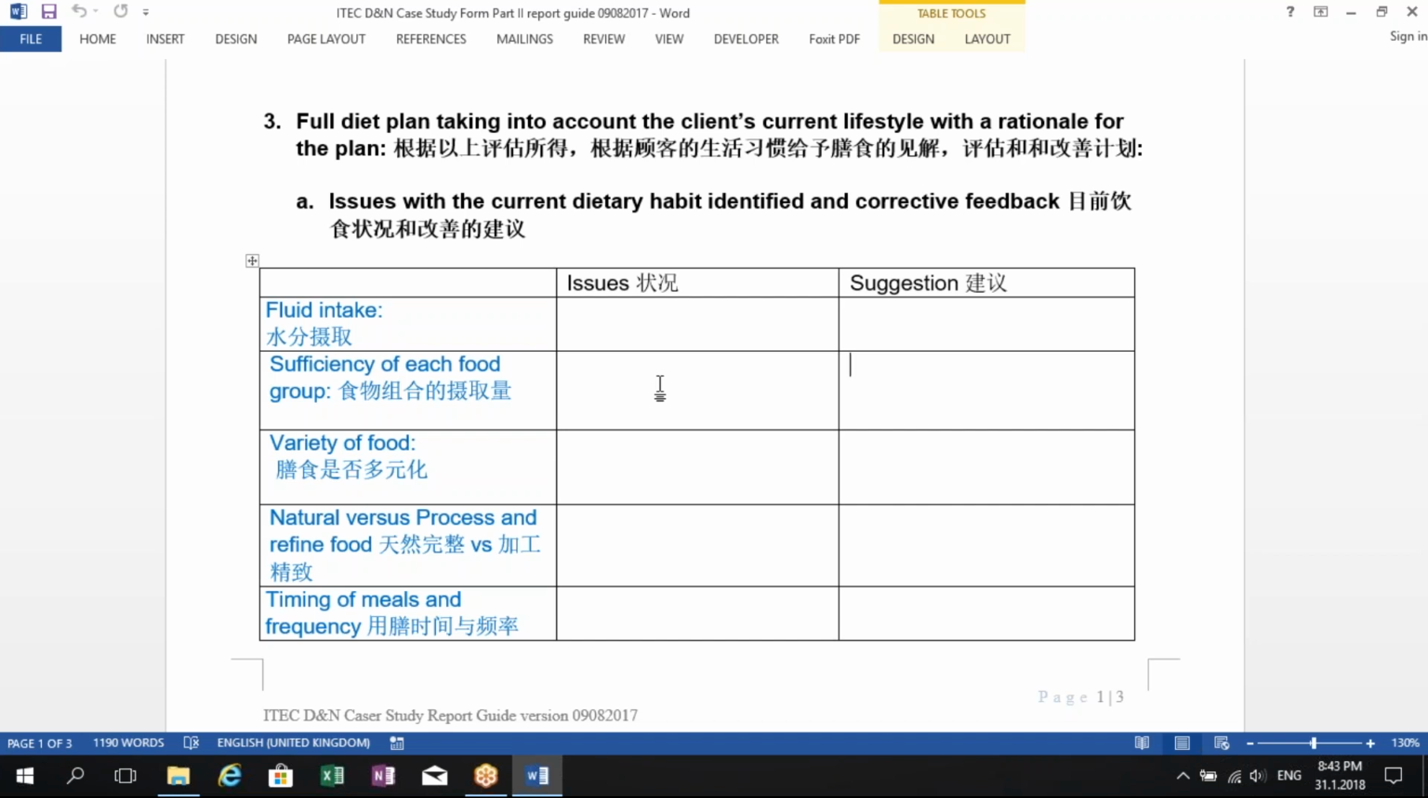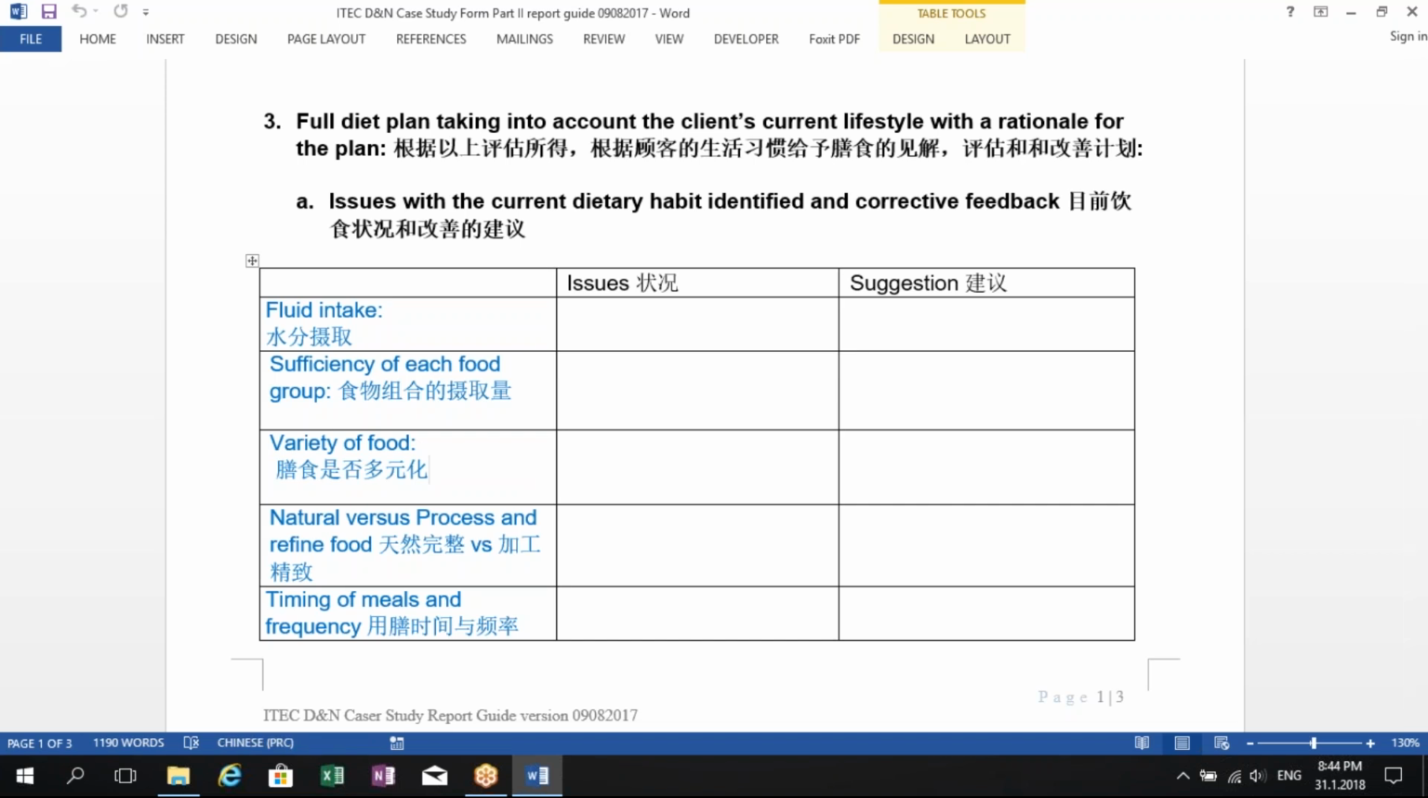So what's the purpose of doing it? Everyone is different, so please don't. It can be similar because everybody doesn't take enough vegetable, but your suggestion cannot be all the same, right? Okay. So sufficiency of each food group: sufficient on vegetable, sufficient on fruit, sufficient on protein. So each food group, is it sufficient or not? Next one, within the food group, is it always the same or are there enough variety?